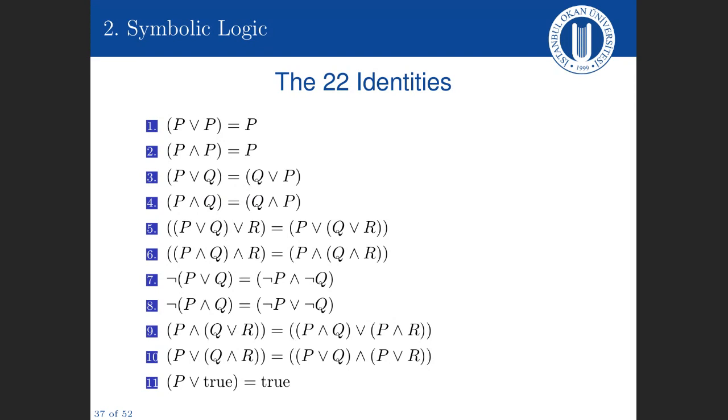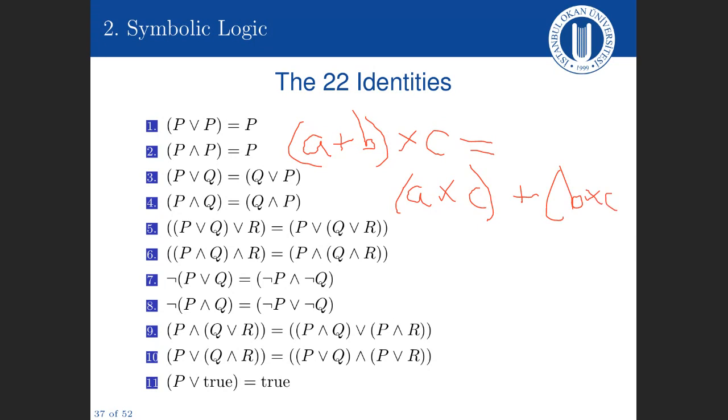If we have numbers, let's suppose I did something like A plus B multiplied by C. We know that this is the same as A multiplied by C plus B multiplied by C. And we have exactly the same idea for symbolic logic. Oh, I'm getting ahead of myself.